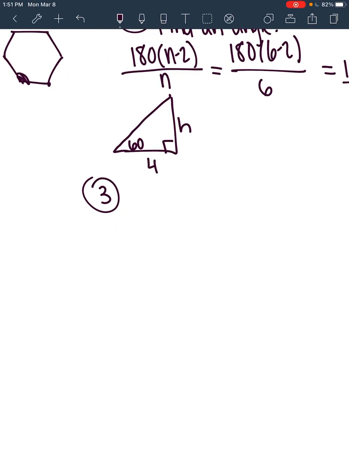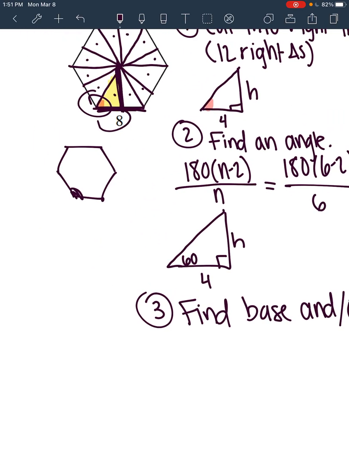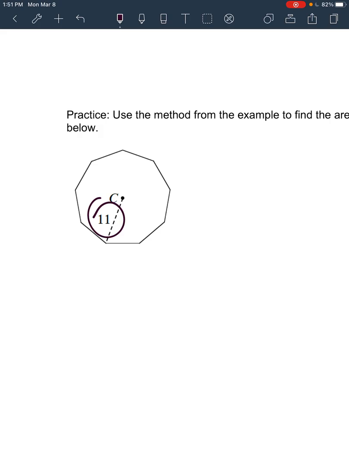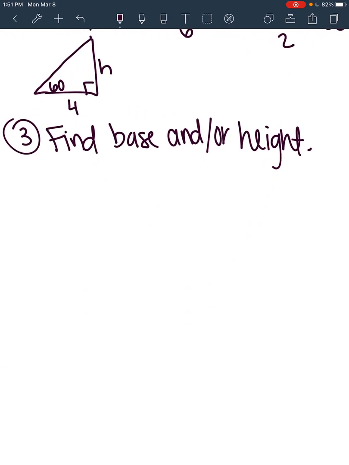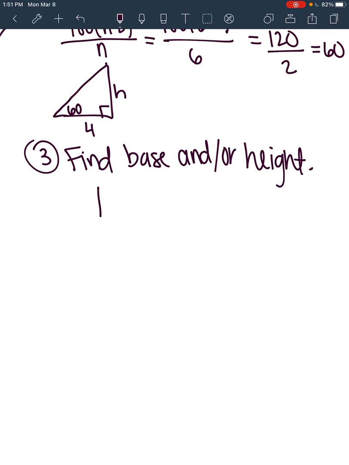So the next step would be to find base and/or height. In this case, we only need height, but there will be different pictures and different information given. Like in this one, they gave you a different piece of info, so you need to follow that information to help you answer the question. Sometimes you have to find base, sometimes height, sometimes both. Here we only need height.